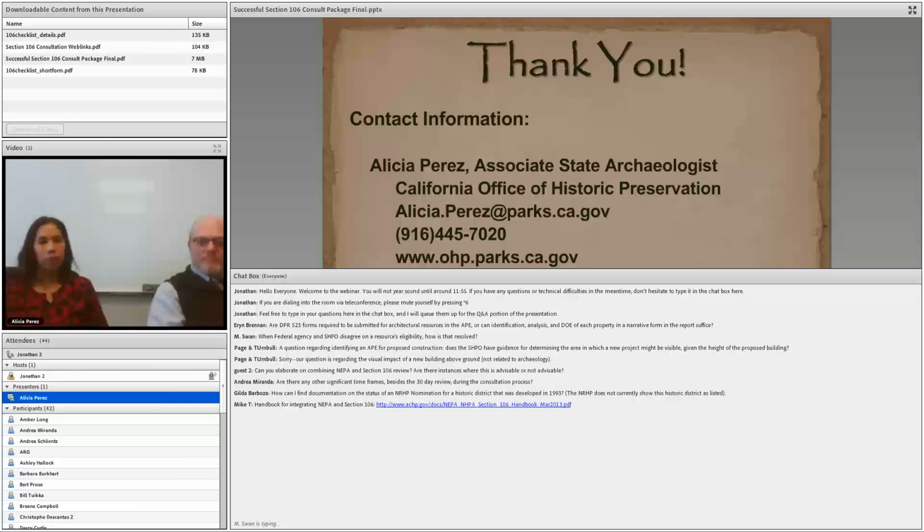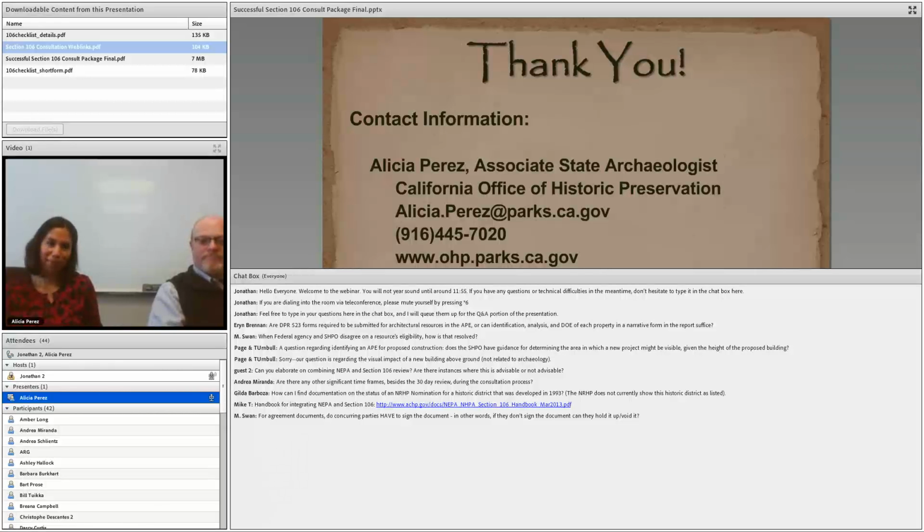Great. I might also add, it might be something that you can find out through one of the information centers throughout the state, because they maintain a lot of these records, I'm assuming, including the nomination forms. Mike T provided us with a handbook for integrating NEPA and Section 106, so take a look at the chat box if you're interested in doing both of those processes as one. That should help you out.